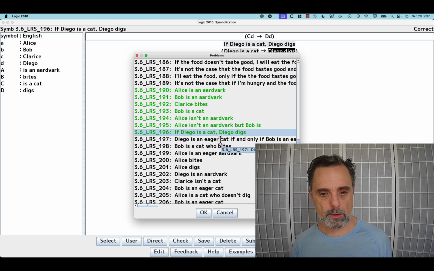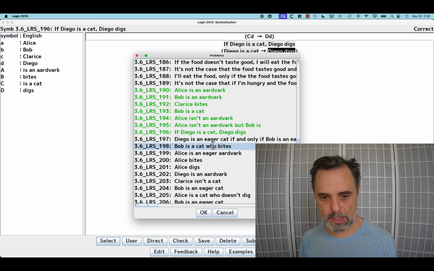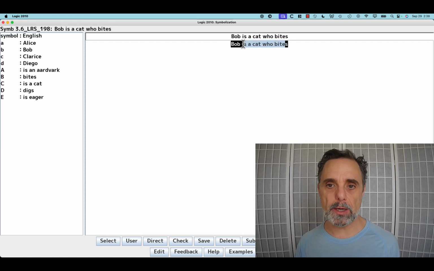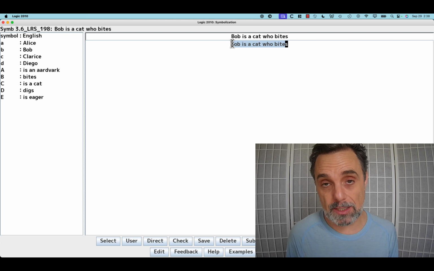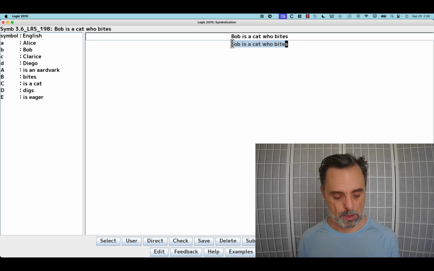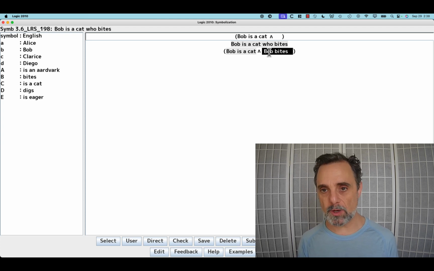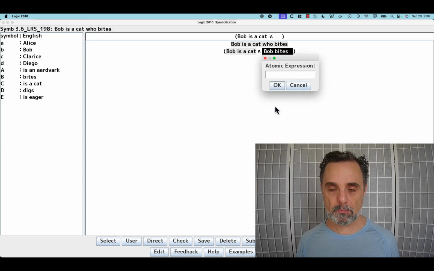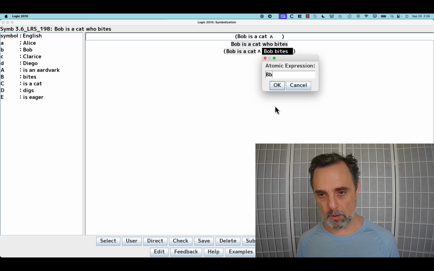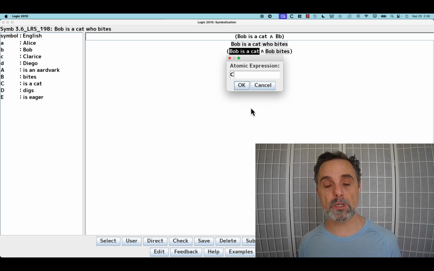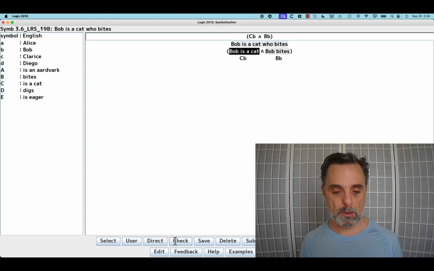We'll skip 197, it's the same thing. We'll do 198 and 199. Bob is a cat who bites. So what does this tell us about Bob? It tells us two things. It tells us that Bob is a cat and Bob bites. So we're going to symbolize this as a conjunction of Bob is a cat and Bob bites. Okay, Bob bites. Since we're over here, let's do that. Bites is big B, Bob is little b, so big B, little b. Bob is a cat. Is a cat is big C, the big comes first, and then little b for the name Bob. Check that, we're good.